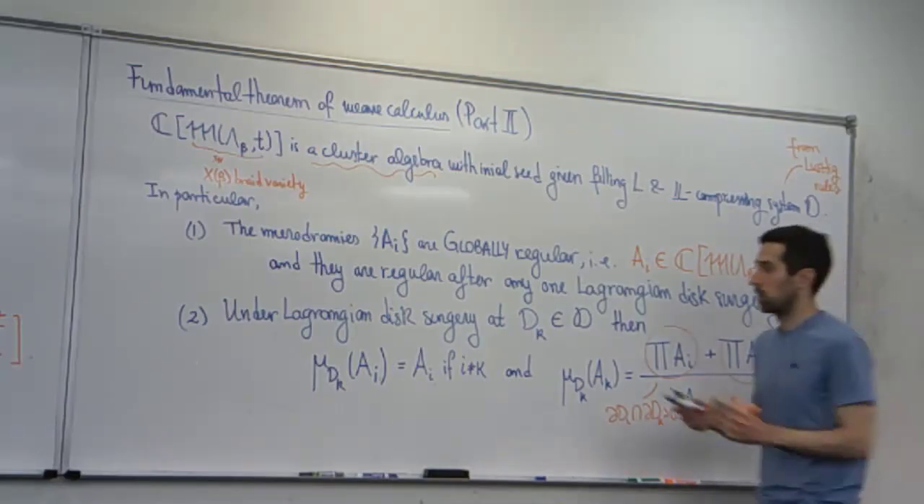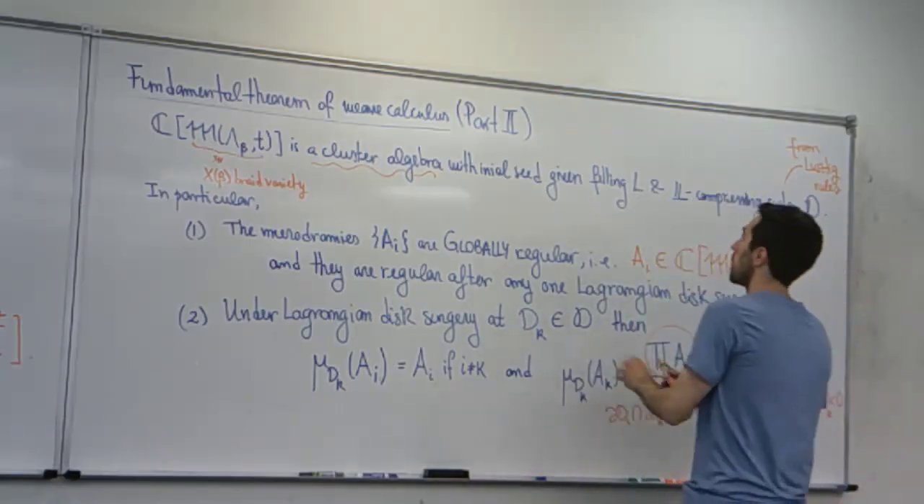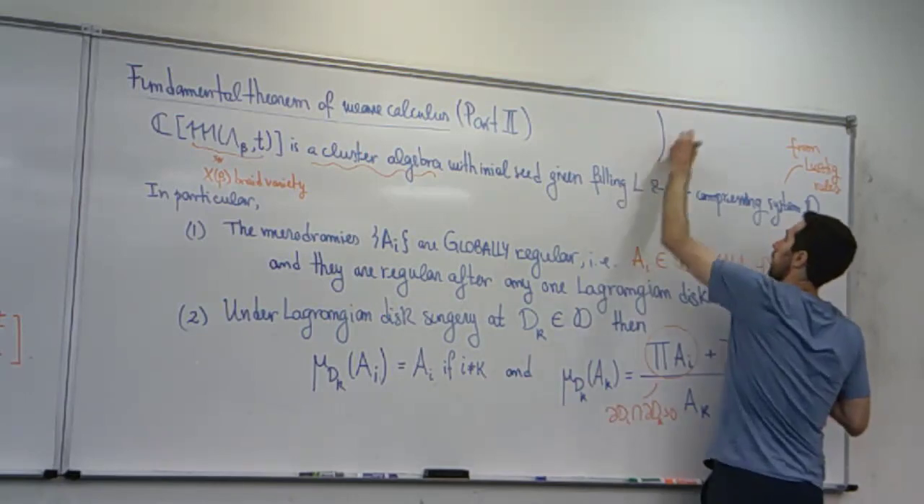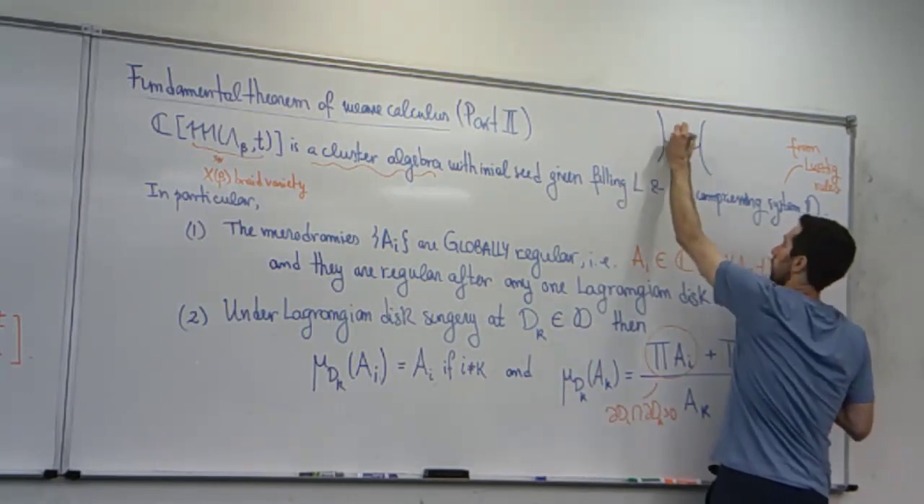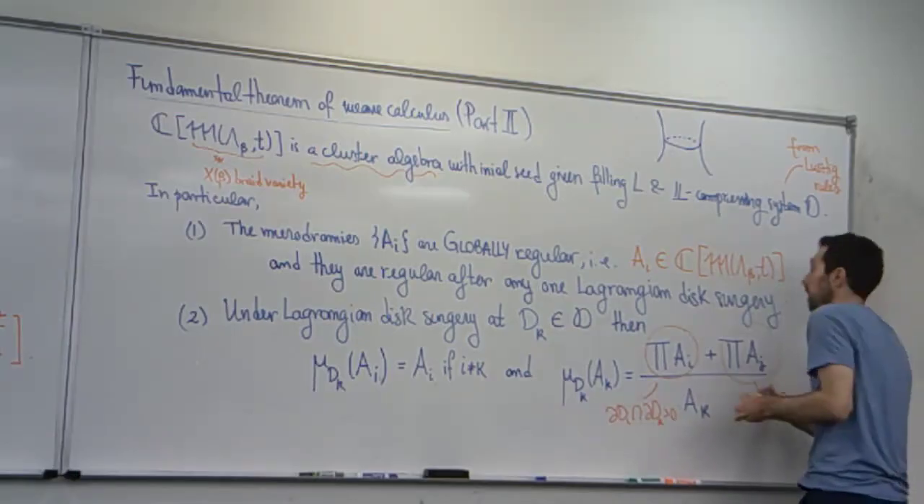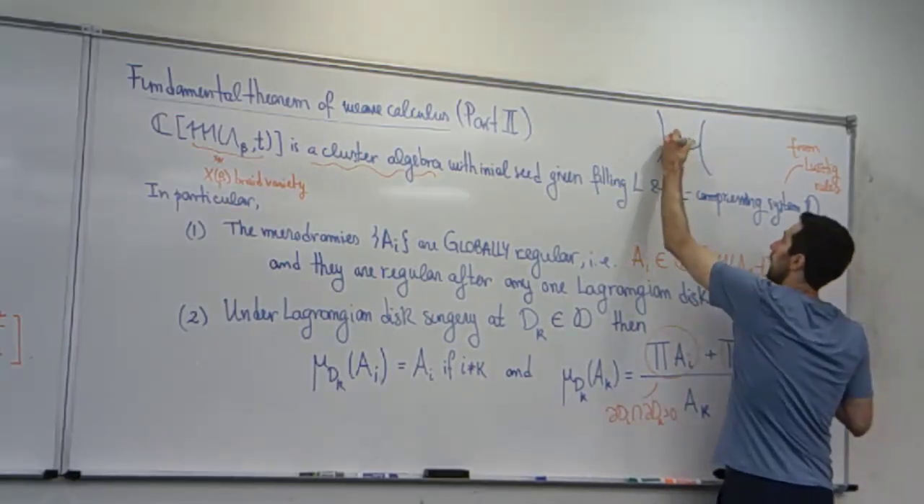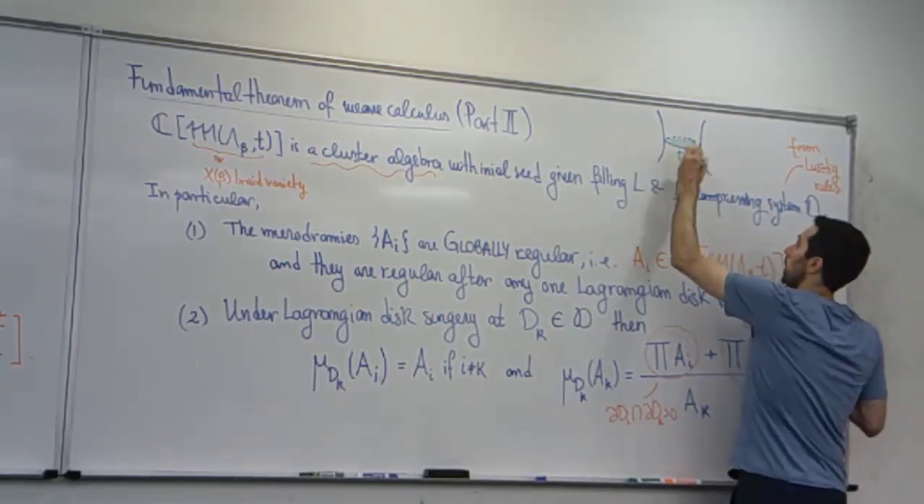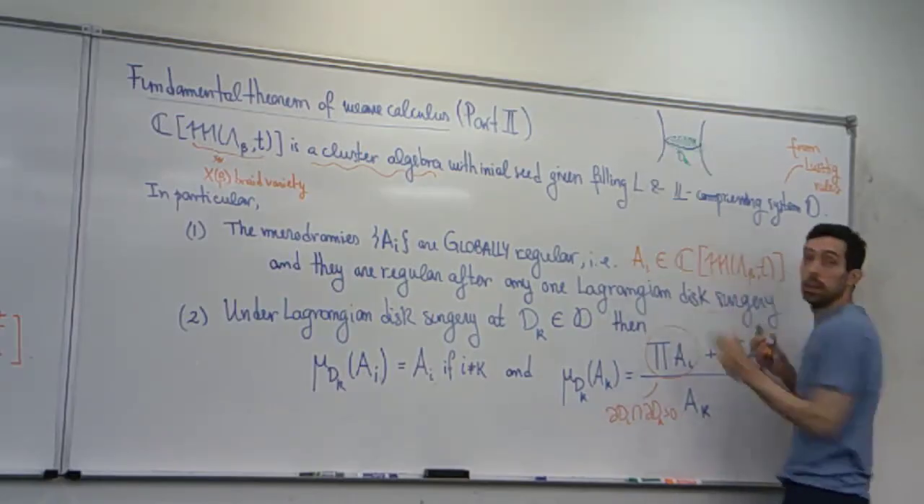Okay, so let me draw it in a picture. Here you have your Lagrangian filling, L. The Lagrangian disk at which we're mutating, let's draw it for a second in green. So you have this dk here. The boundary of dk is this curve in here.